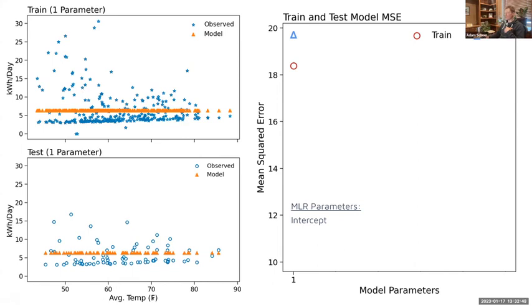So again, we have temperature on the x-axis and we have consumption on the y-axis. And the bottom graph, the open circles, are a testing data set. So the model itself is fit on the training data. And then we apply that model to the test data, and we look at the error between the model and the actual observed consumption.